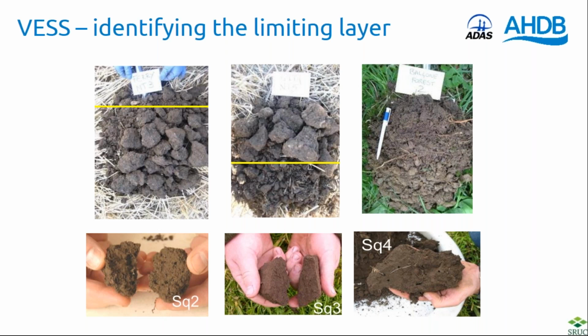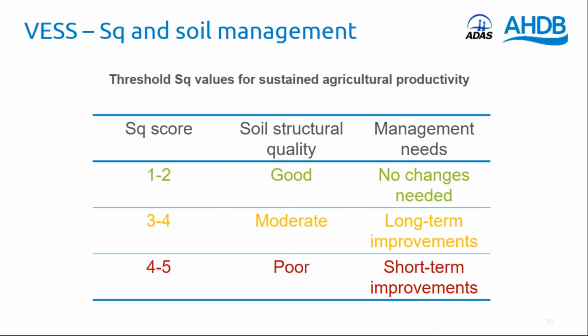Right, should we click through to the next slide? So this is just to summarise what you get. We're saying a score of 1 to 2 is good. You don't need to do anything about that. That gets a green flag. 3 to 4, moderate condition.